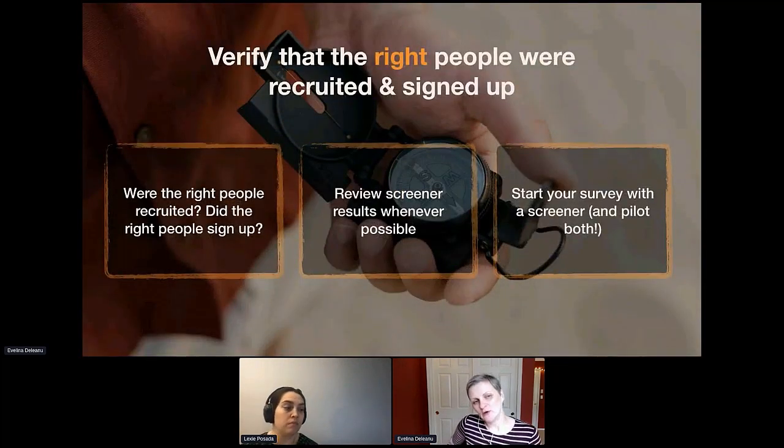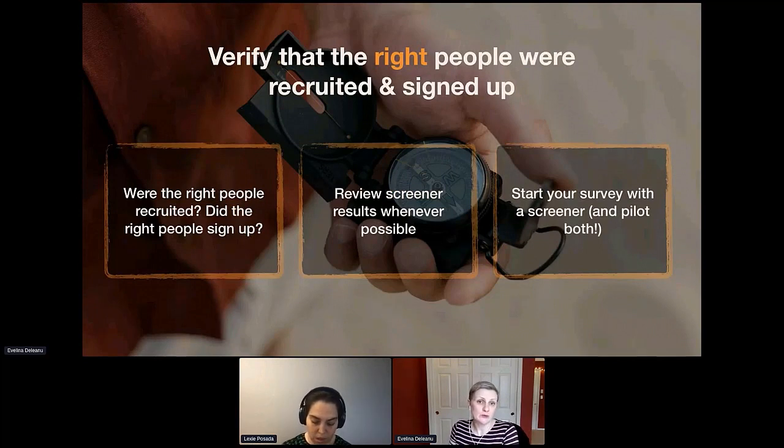So I'll spend a few minutes talking about how to verify that the right people were recruited for your study and that the right people are signing up to be in your study. We assume that in this process, you have created a participant screener. It's a list of criteria and questions that you're asking participants to confirm that they meet the characteristics of your defined study sample. Depending on what recruitment channel you use, you may be able to review screener results ahead of time before somebody signs up for your study or before somebody shows up for a scheduled session. And if you have that option, we highly encourage you to do that.